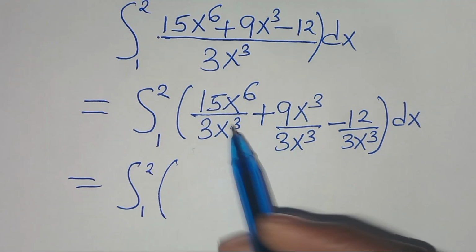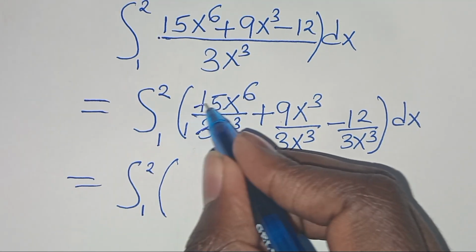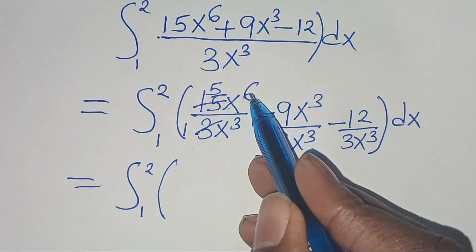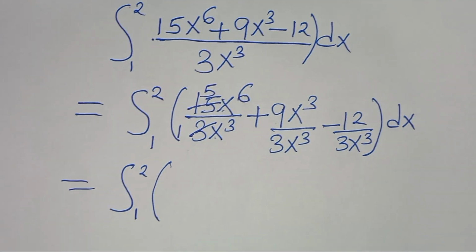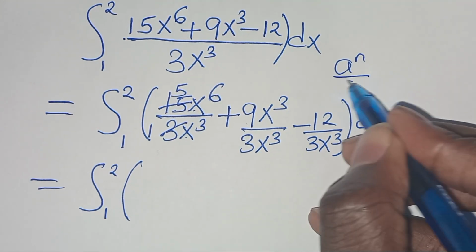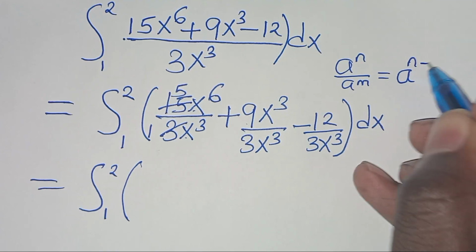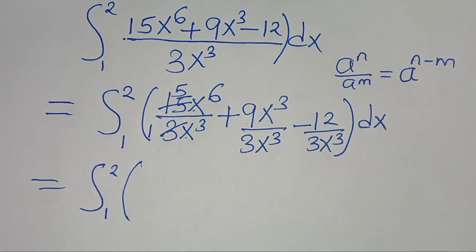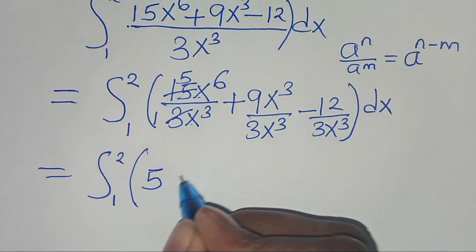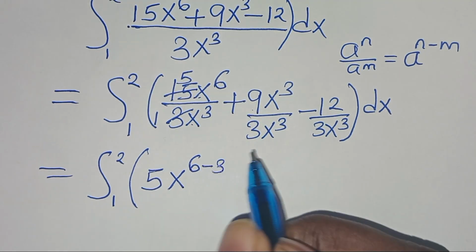Now here, we simplify. We can simplify by 3: 15 divided by 3 is 5. But here we have x^6 over x^3. This is in the form of a^n over a^m, which we can express as a^(n minus m). So this implies that here we have 5x raised to the power 6 minus 3.